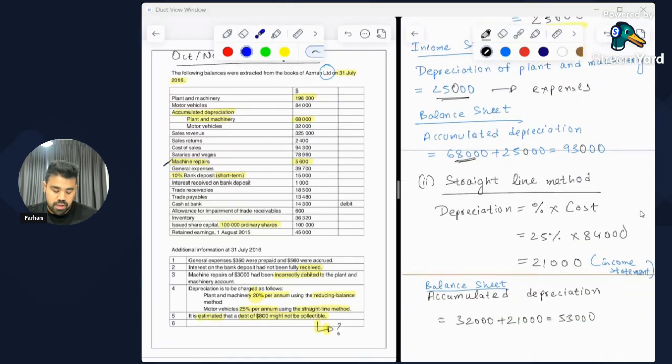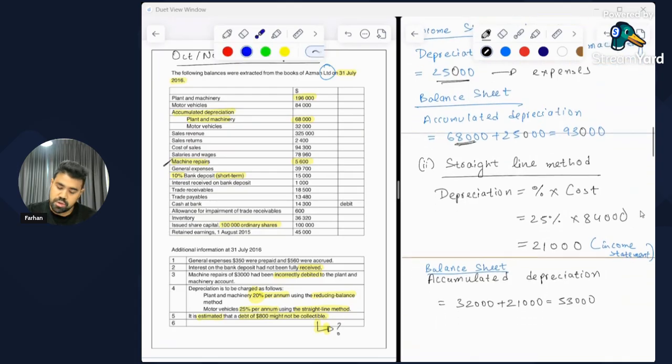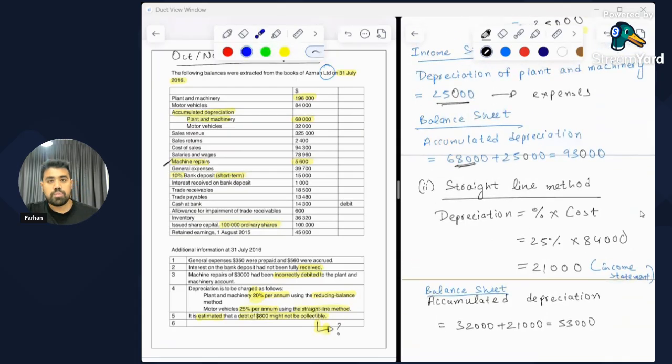So the motor vehicles are depreciated at 25% per annum using the straight line method. So when you find the depreciation using the straight line method, it's pretty straightforward, where you multiply the given percentage with the original cost. The given percentage is 25. The original cost is given to us as 84,000, as you can see here, 84,000. Okay. All right. So 25% multiplied with the 84,000 original cost gives us a depreciation of $21,000, which is an expense, and that is to be reported in the income statement.